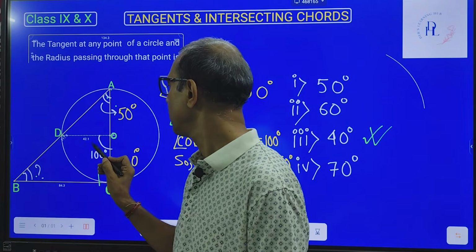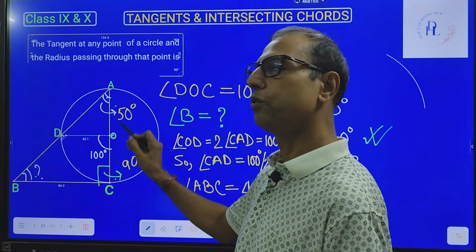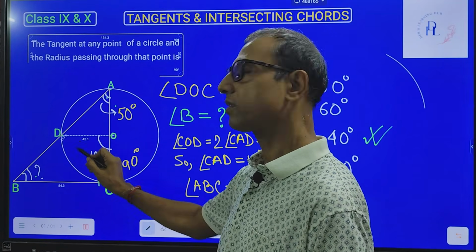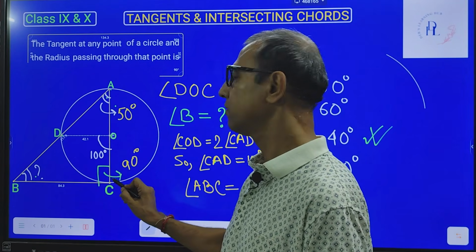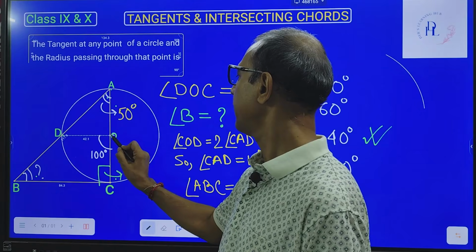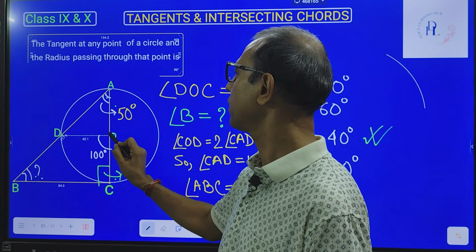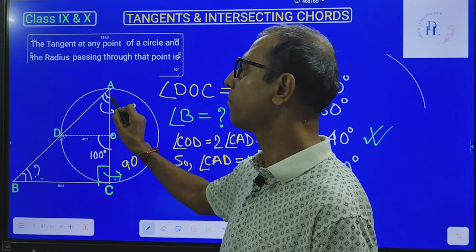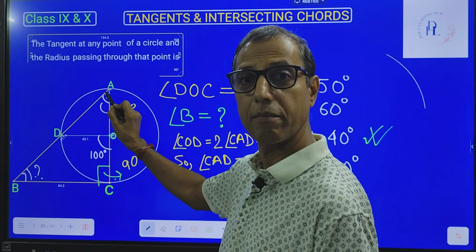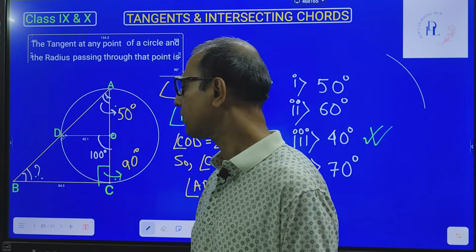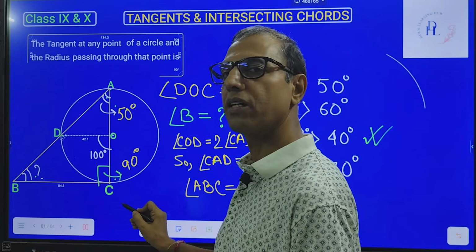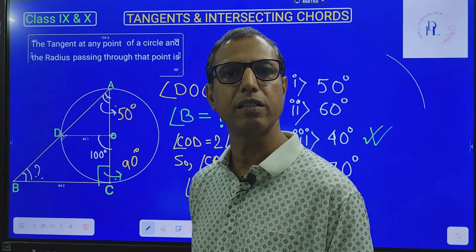So in this problem we have used two theorems. One is the circle property: an arc creates an angle at the center which is double any angle formed at the circumference by the same arc. That is one theorem. Another theorem is that the radius and tangent are perpendicular to each other at the point of tangency.